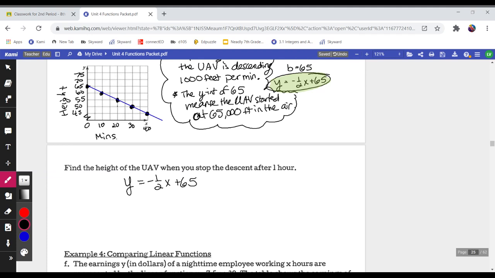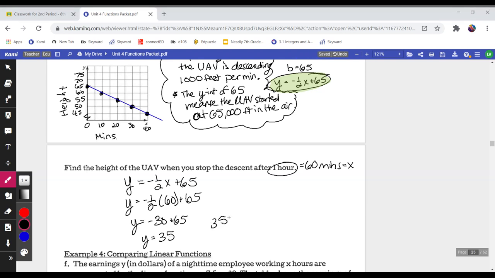After 1 hour, I need to convert 1 hour to minutes. That is 60 minutes, so that's going to represent our x. So y equals negative 1/2 times 60 plus 65. Half of 60 is 30. A positive times a negative is a negative. So y equals negative 30 plus 65, which gives me a positive 35. So what is the height? It is 35,000 feet.